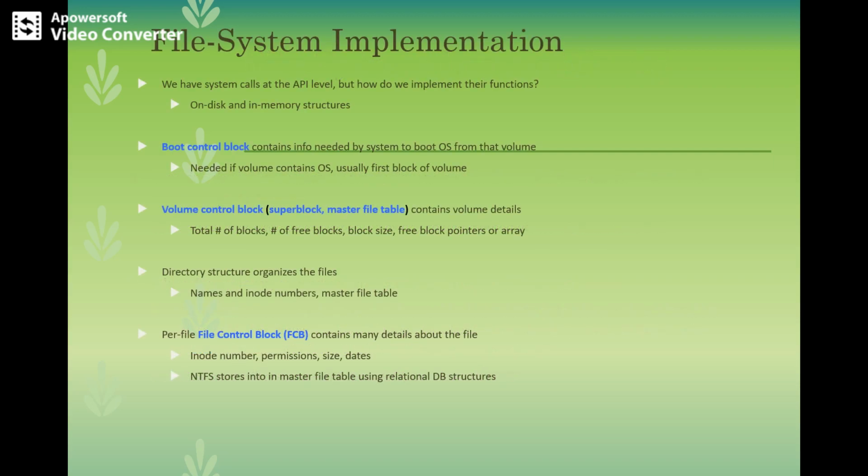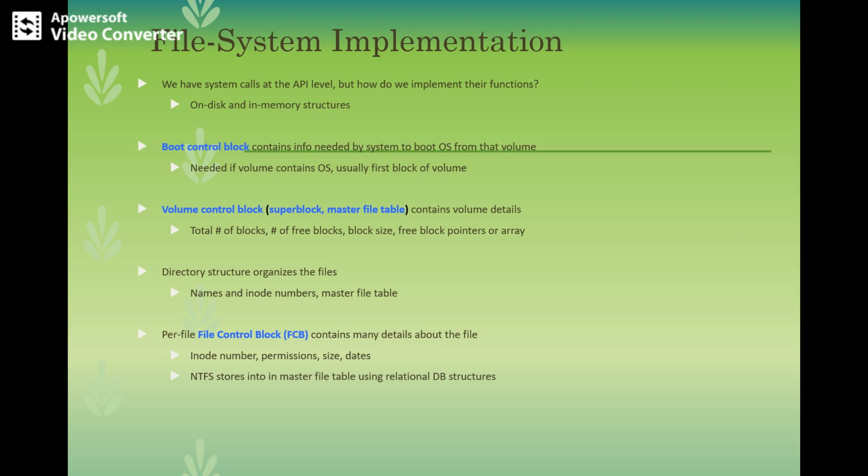So these are the different kinds of blocks, like a boot control block and the partition control block. Okay, so we have system calls which are implemented at the API level, but how do we implement these functions? There are several on-disk and in-memory structures that are used to implement such a file system, and these are going to vary depending upon the operating system and the file system.